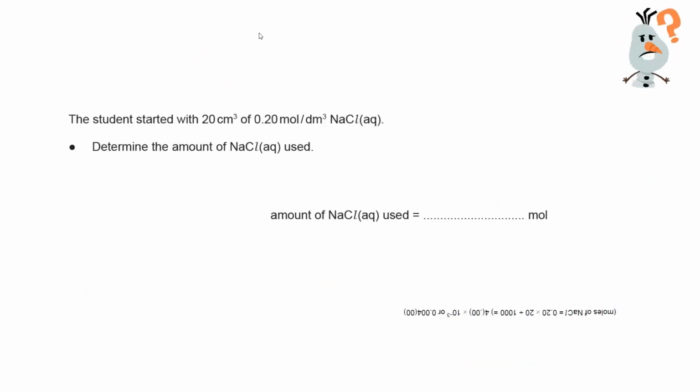Okay, another question. A student started with 20 cm cube of 0.2 mole per dm cube NaCl. Determine the amount used. Amount means the moles. As I mentioned here, we are finding the moles. So first thing you have to understand is what is given to you. 20 cm cube, what is this? Concentration or volume? Which quantity is this, 20 centimeter cube?